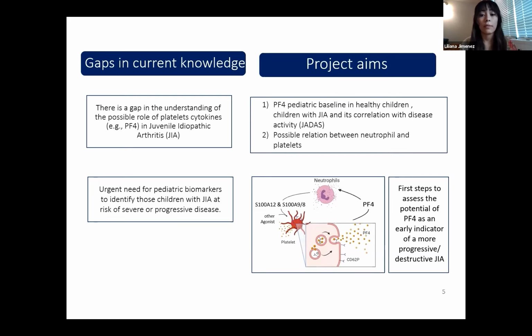Finally, I'm also trying to evaluate a possible interaction between platelets and neutrophils. We hypothesize that PF4 can activate neutrophils, and this might induce the release of S100 proteins that can further induce platelet degranulation and enhance the pro-inflammatory response. Overall, these studies are going to be the first steps to assess the potential of PF4 as an early marker of a more progressive or severe JIA. Identifying these markers would allow clinicians to provide a more targeted and timely treatment for patients.